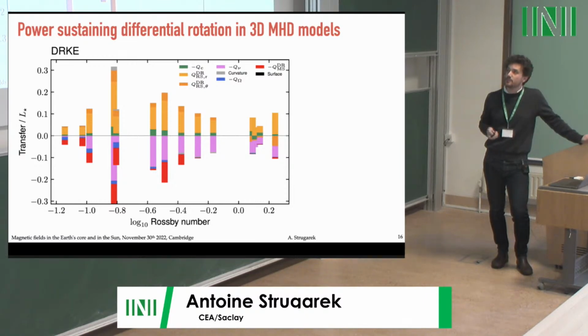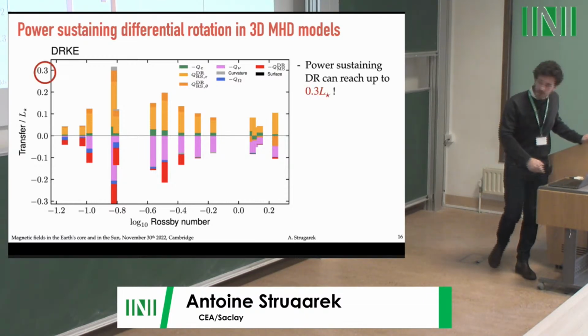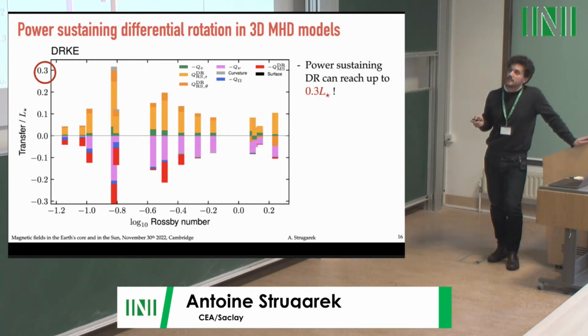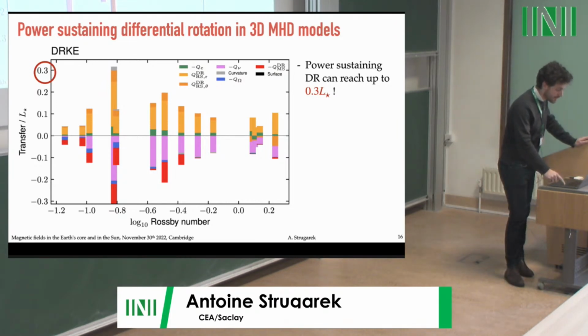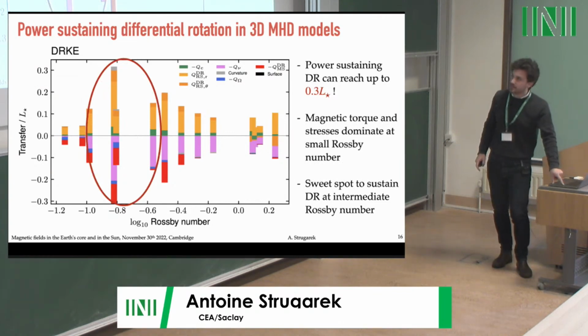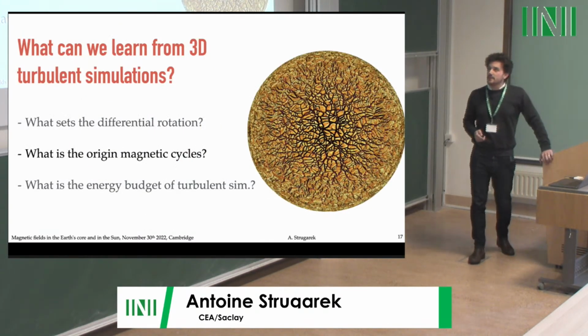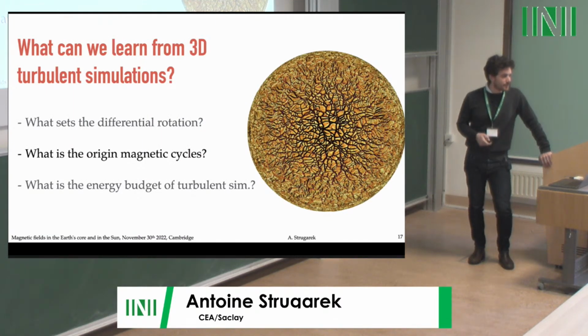This is globally on the full convection zone. What I want to convey here is that, looking at the actual number, this is very big, because the power involved in sustaining differential rotation in our models reaches up to 30% of the stellar luminosity. So this is a very large amount of power involved in sustaining that. Now, next, the title of the course was cycles.